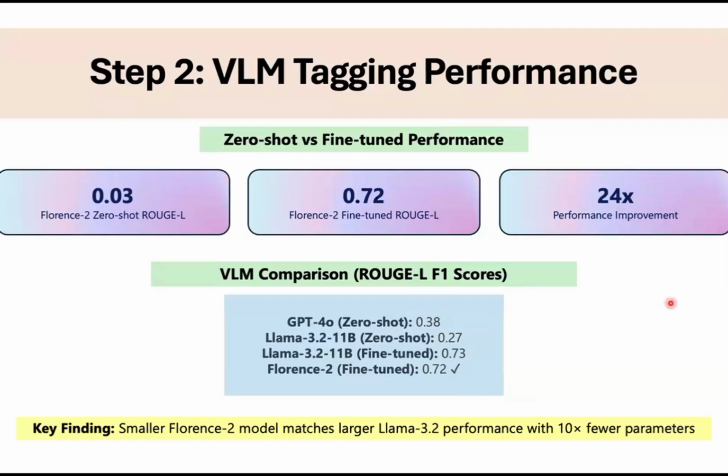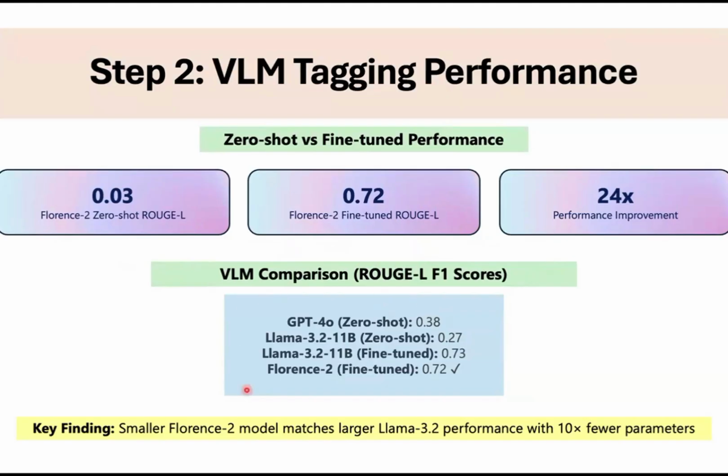Now moving ahead, for the tagging performance, our star was the Florence 2 model. As you can see, the zero shot performance of Florence 2 was 0.03, which partially can be blamed on the amount or type of prompts it can handle. But after the fine tuning, you can see the ROUGE-L F1 score, which is a metric to identify the generation quality, how accurate it is to the original one, is significantly improved. If we want to quantify it, it's about 24 times improvement in the performance.